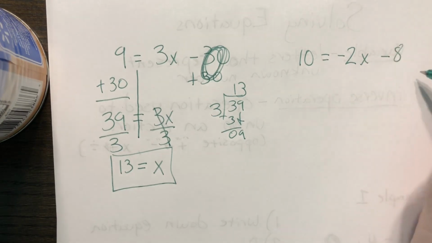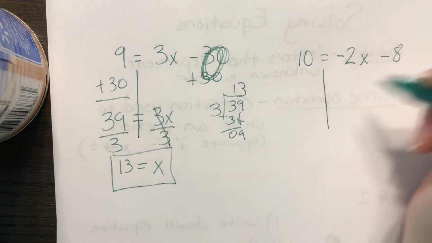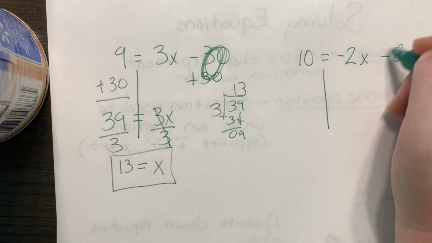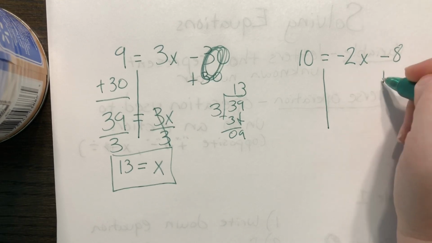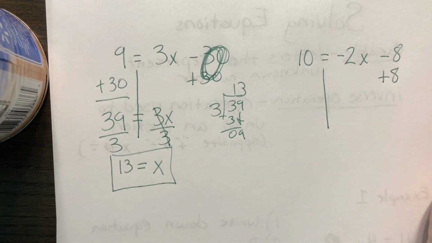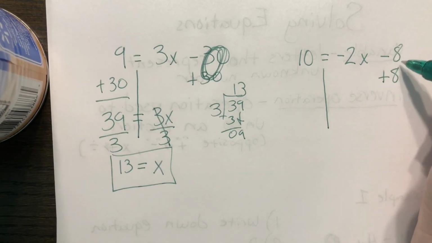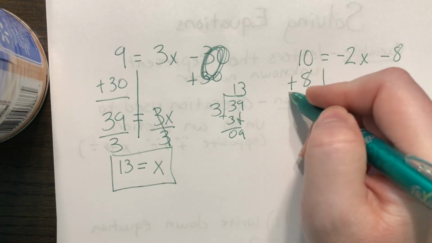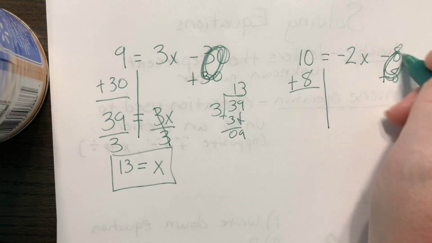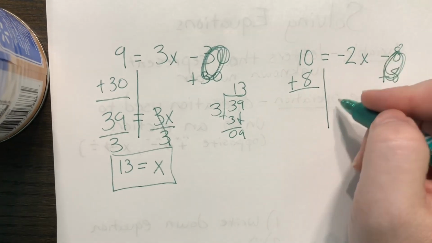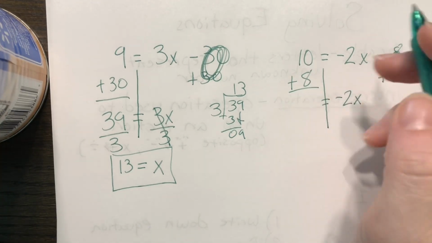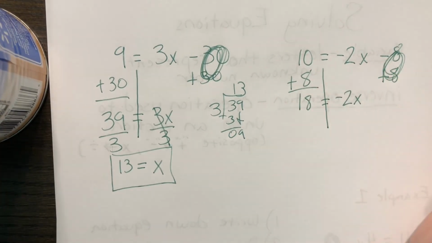All right, so I wrote down my equation. Draw my line, vertical line under my equal sign. I need to undo any addition or subtraction first. So I gotta get rid of this minus 8 by using its inverse operation or opposite, which would be plus 8. Whatever I do to one side, must do to the other. That zeroes out. I still have a negative 2x on this side. 10 plus 8 is 18.